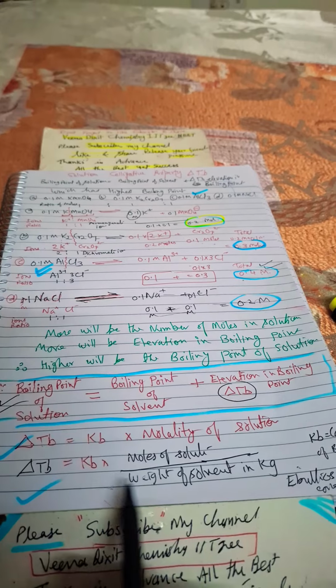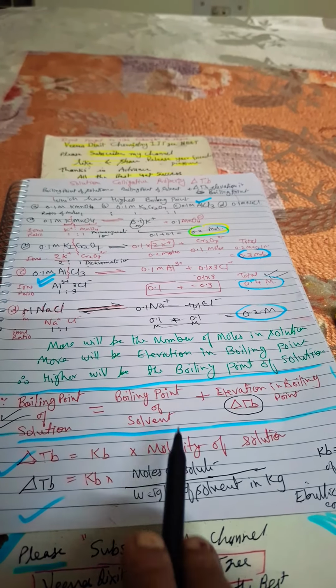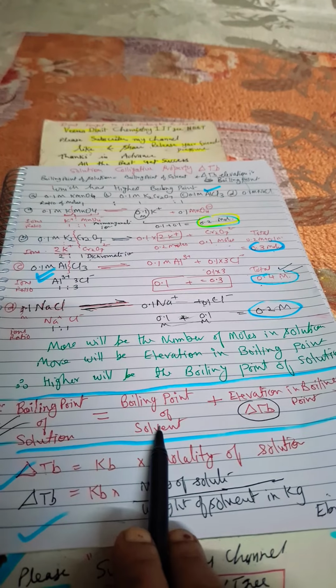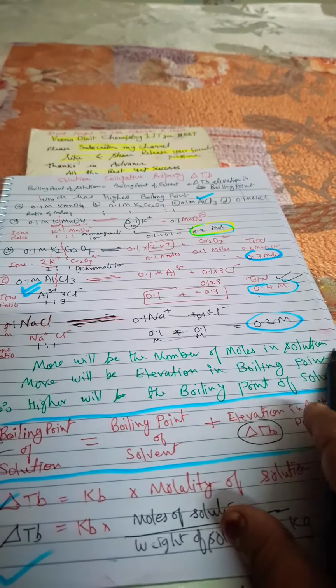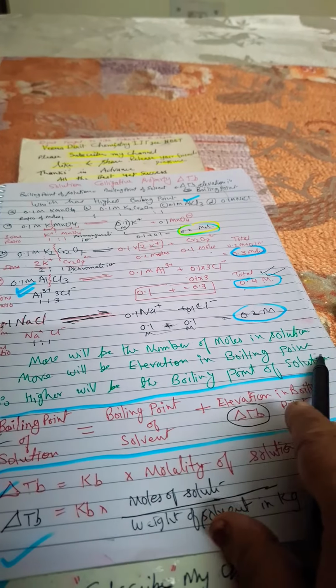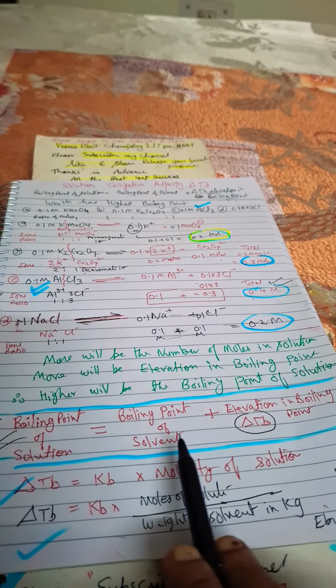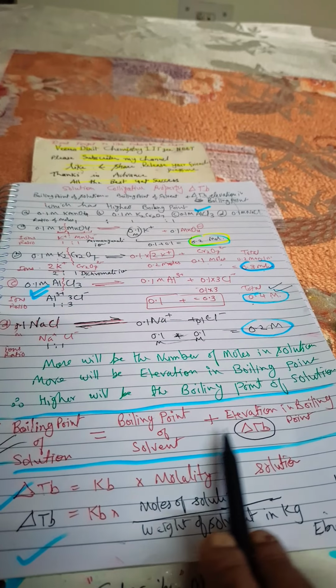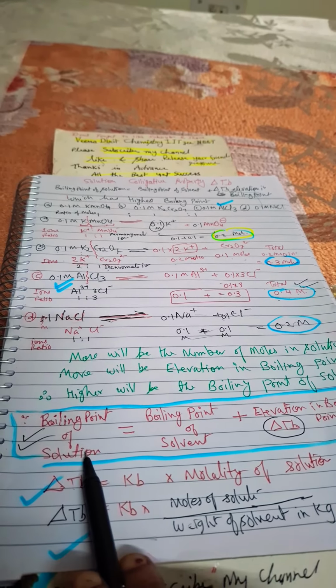How do we get it? I gave you this formula. From this we will get delta TB, and we will add this delta TB to the boiling point of the solvent and we will get the boiling point of the solution. So the more the number of moles in the solution, the more the elevation in boiling point, and the higher the boiling point of the solution, because delta TB is added to the boiling point of the solvent and the sum of this gives you the boiling point of the solution.